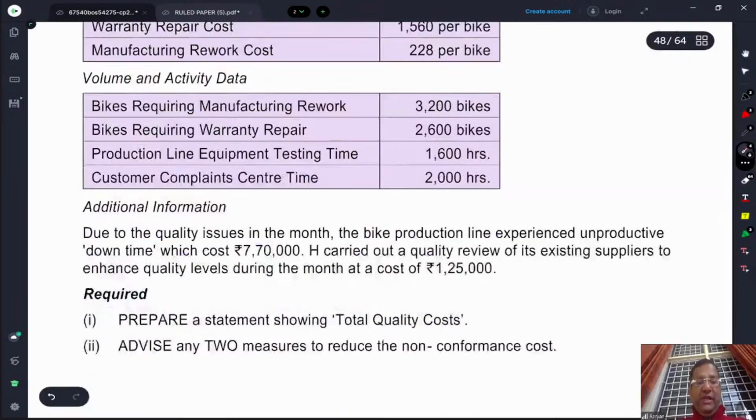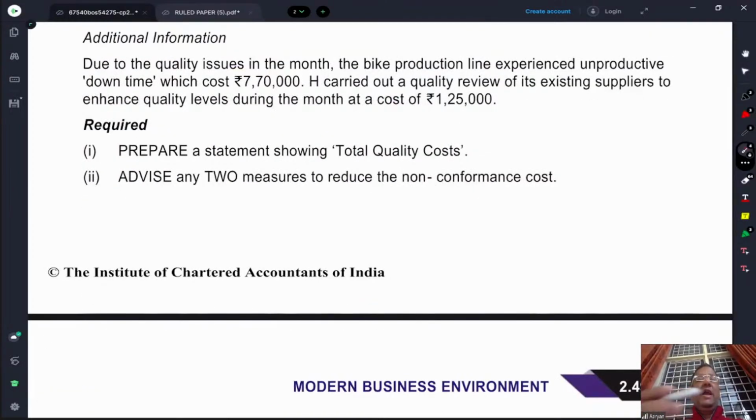Let's first read the requirement part, but it's very important before we get into the question. In case there are two requirement parts, read only the first requirement part because you will get the clarity for first and then we will go for second requirement part.